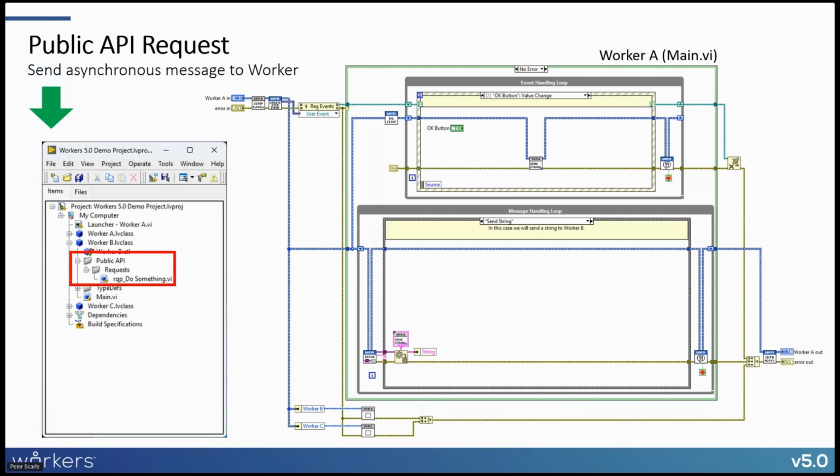So to use this public request VI to send a message from worker A to worker B, we would simply drop this VI into a case of worker A's message handling loop, wire it up, and when this case is called, a message will be sent from worker A to worker B.